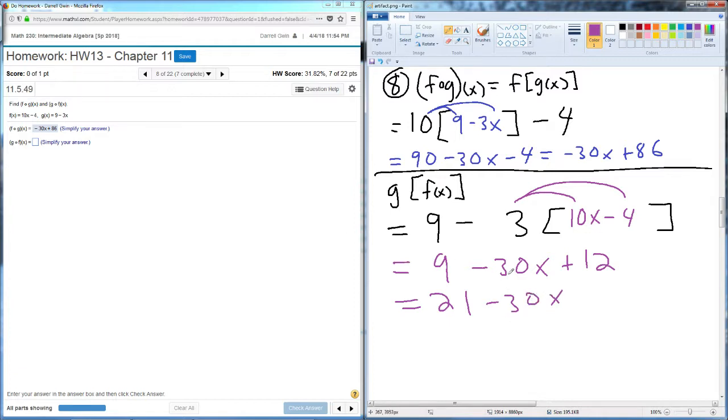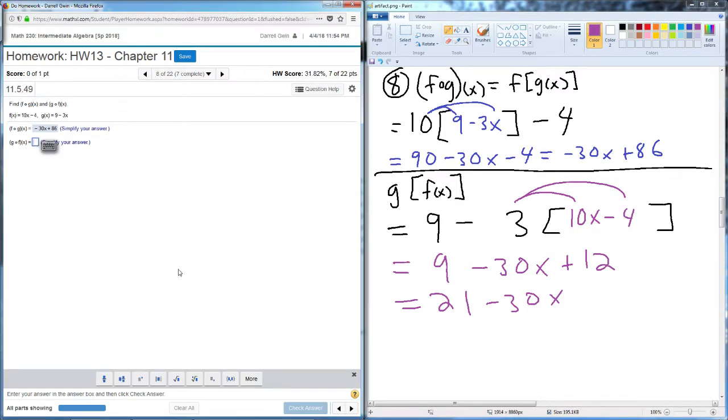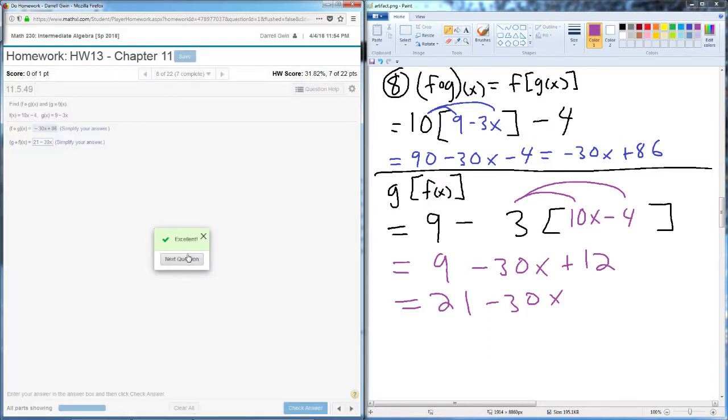I think that would be fine. 9 plus 12 is 21. Even though it's in the wrong order, you should write the variable term first. Alright, 21 minus 30x and see if it accepts it. And it accepts it. Good.